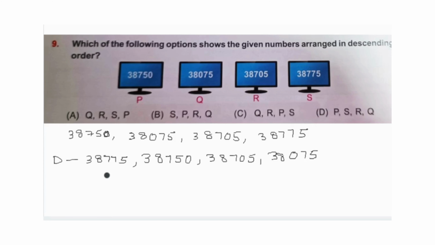Let's write the alphabets that represent these numbers. For 38775, the alphabet is S. For 38750, the alphabet is P. For 38705, the alphabet is R. For 38075, the alphabet is Q. So the correct order for descending order for these numbers is S, P, R, Q, which is our option number B.